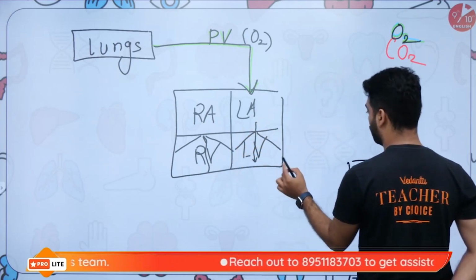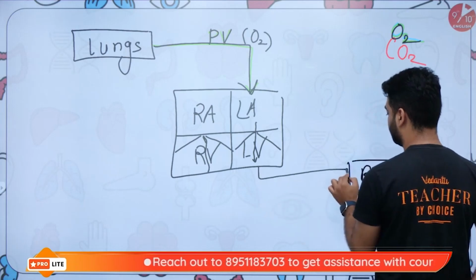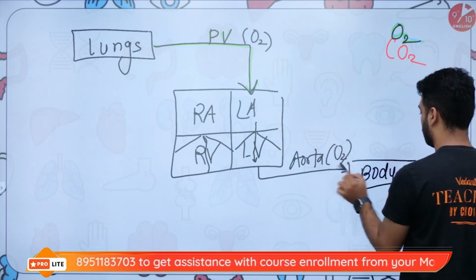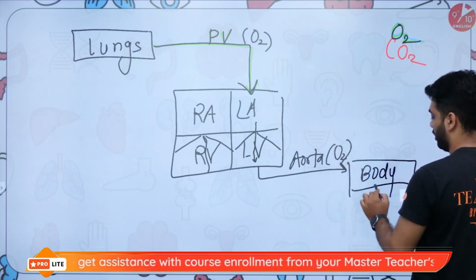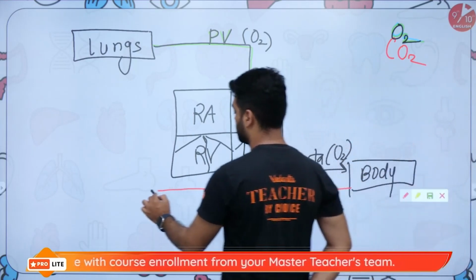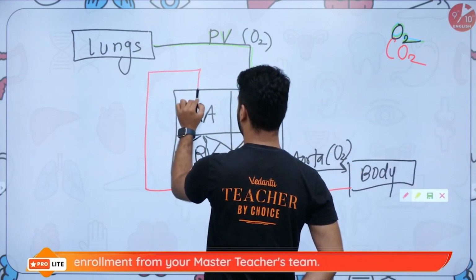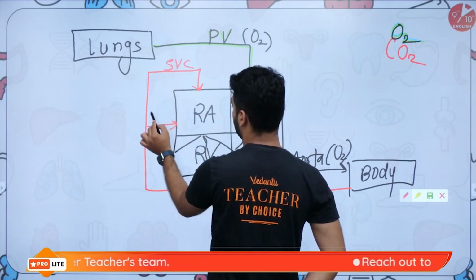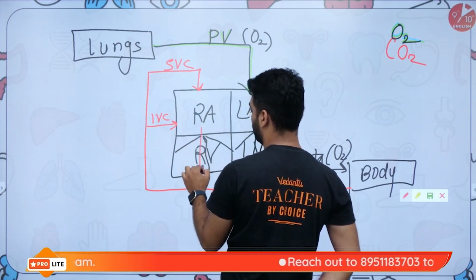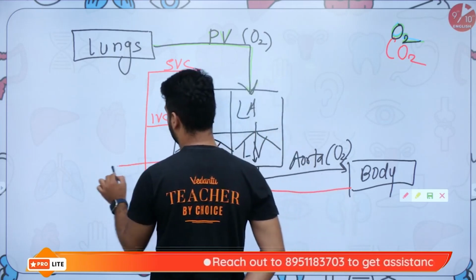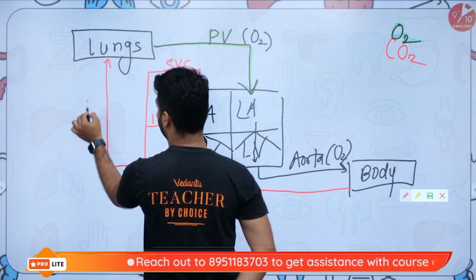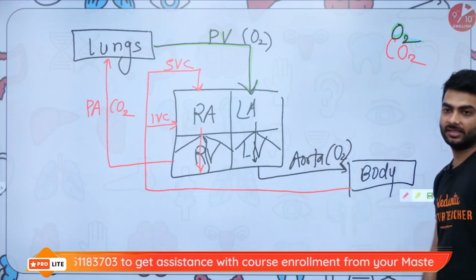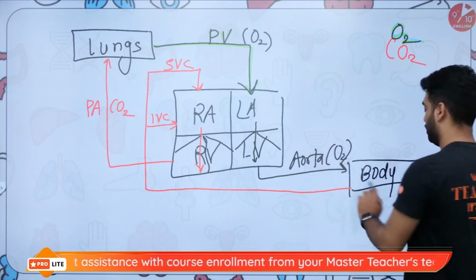From the left ventricle, it goes to the body. This is through the aorta. From the body, the deoxygenated blood comes to the right auricle in 2 forms. One is the superior vena cava and one is the inferior vena cava. From here, it goes to the right ventricle. From the right ventricle, it goes back to the lungs through the pulmonary artery. This is the basics. Okay?